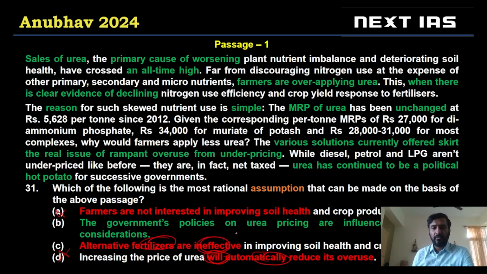C, alternative fertilizers are ineffective. The effectiveness of fertilizers is not discussed here at all. In fact, the overall negative impact of fertilizers is discussed. Okay, so for C, we can't compare alternative fertilizers from the point of view of effectiveness. Option B is the correct choice: the government's policies on urea pricing are influenced by political considerations, because it's a political hot potato. No party really wants to address it; it's a problematic thing, addressing it is a real problem. So option B is the correct choice.